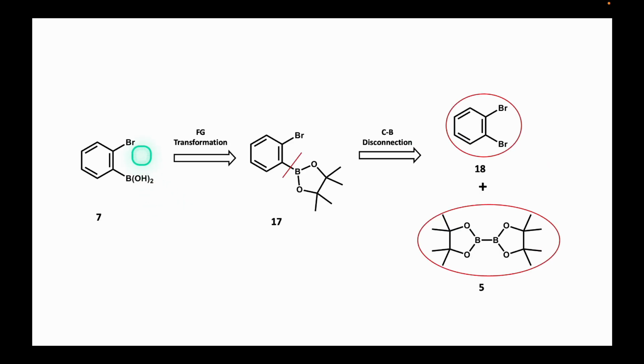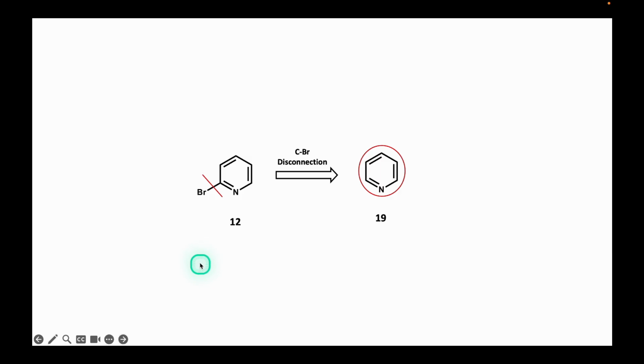Bromophenylboronic acid 7 can be derived from bromophenyldioxyborylane 17. The boron-containing heterocycle can be incorporated into the benzene ring through a coupling reaction between dibromobenzene 18 as a raw material and reagent 5. Finally, the 2-bromopyridine 12 can be derived from the regioselective bromination of pyridine 19, which is used as a raw material.